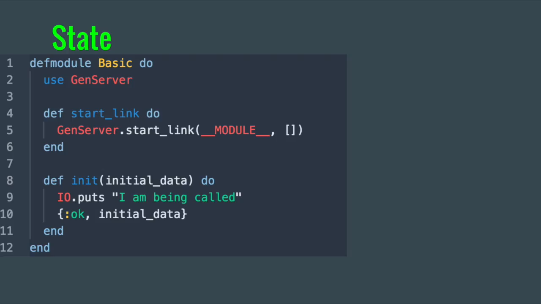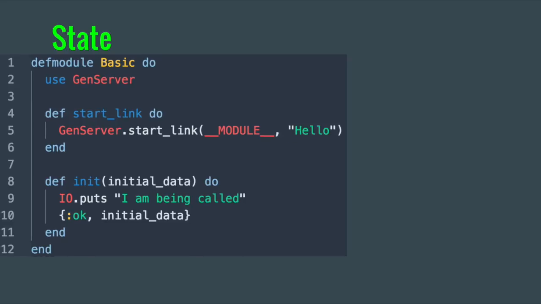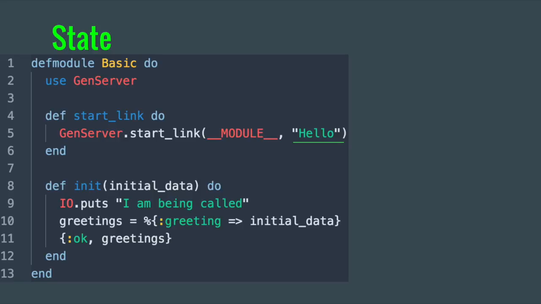Now let's discuss how we can access and update this state. Let's go back to our basic example. But instead of nothing, let's pass in something more meaningful, like a greeting. And instead of a string, let's assign this greeting to a map with a greeting key, and set that as the initial state. So now that we said this is the initial state, how do we access it? And this is where the special GenServer callback functions come in.